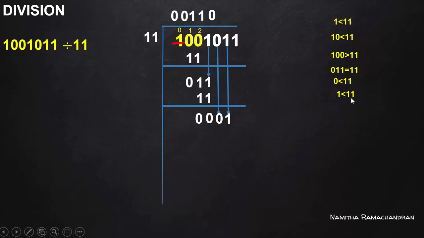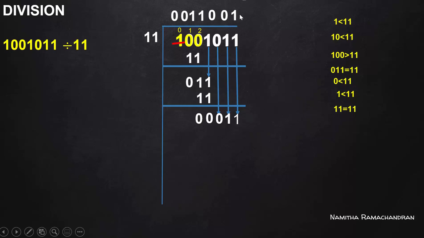1 is again less than our 11. 11 means 3. 1 is less than 3. So we can't divide again. So put a 0 here and combine this one with this remainder. Right? Now it forms 11, which means 3. This is actually 3 now. 3 is equal to our divisor 3. So we can now divide.